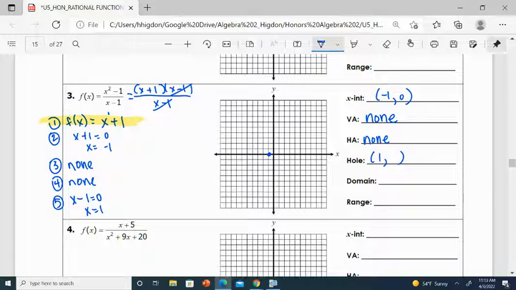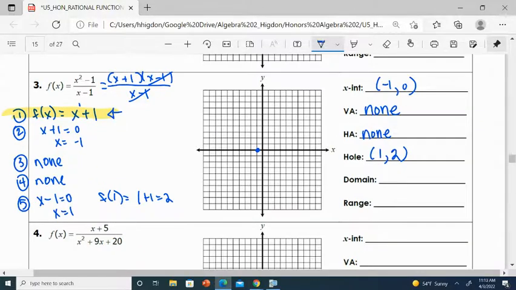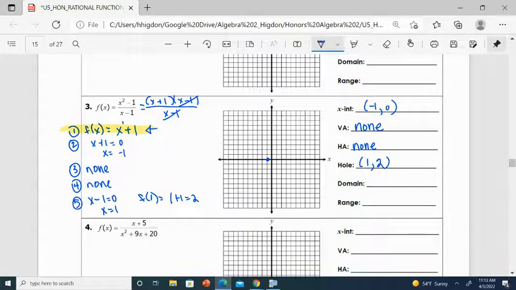To find it, you're again going to go back to that reduced form, and you're going to substitute in what you got. So we're going to find f of 1. 1 plus 1 is equal to 2. So y is equal to 2. At 1, 2, there is a hole.